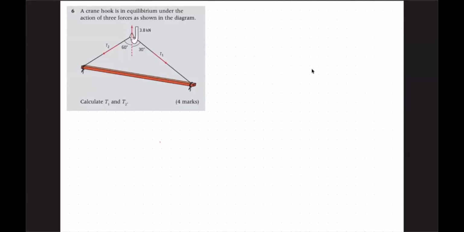So in this question, a crane hook is in equilibrium. It is given that it is in equilibrium, and three forces are shown in the diagram: T1, T2, and an upward force of 3.8 kN. Small k means 10 raised to the power 3 newtons. You have to find T1 and T2 if the angles are given. Give it a try. Be quick.